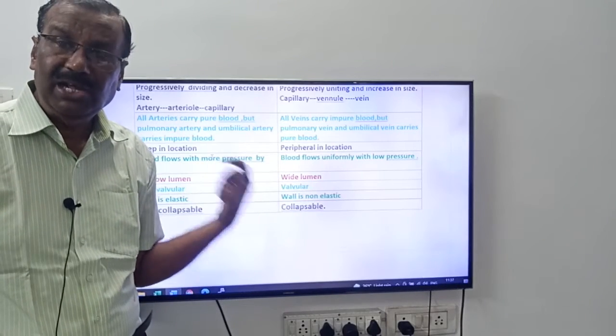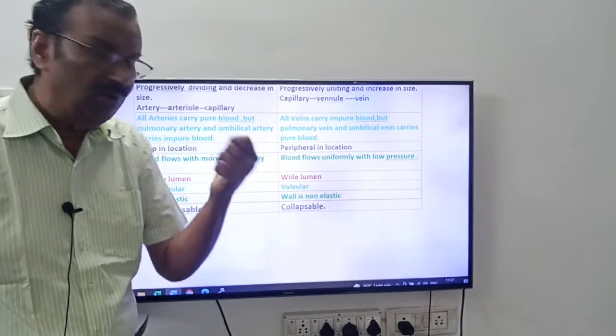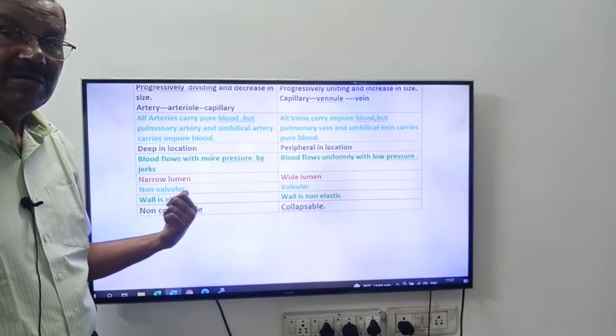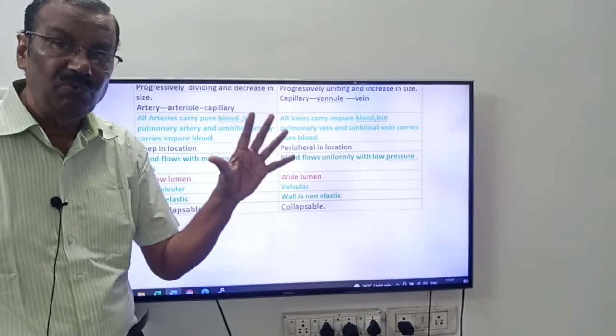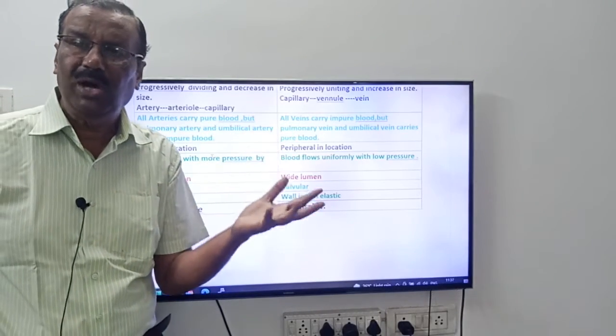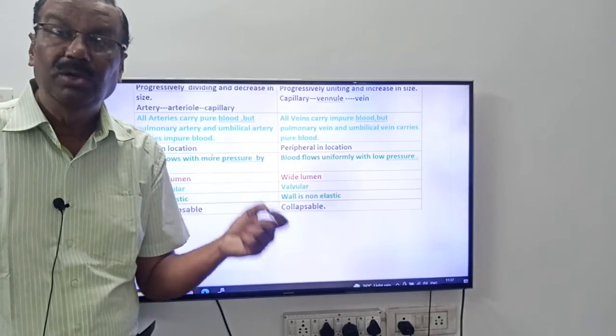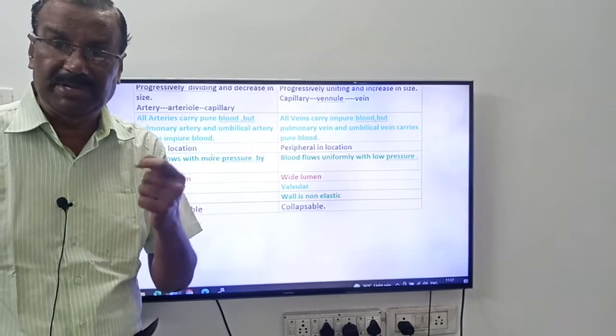Arteries have narrow lumen, veins have wide lumen. Next friends, arteries are non-valvular, whereas veins are valvular. Friends, arteries have no valves, but veins have valves. This is important, friends. You have to remember it, friends.